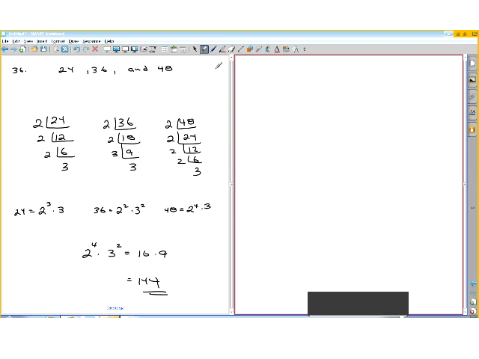Okay, now we're going to do the same thing, but using the method of dividing by prime factors. So let's do the same three like we did just a second ago. Here we have two numbers, 24 and 36. So it's our 32.